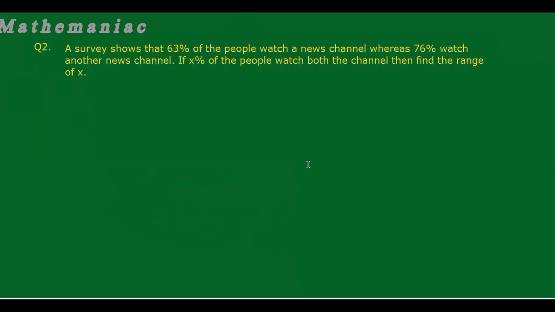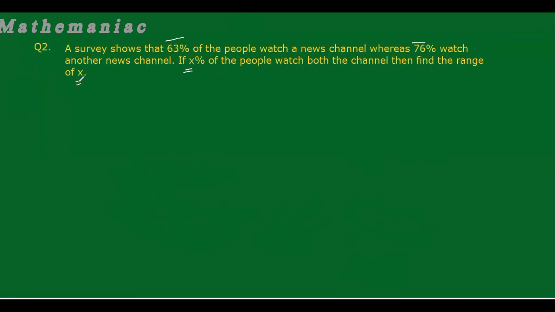Okay, this is again a question which is of importance. I tell you that this came in an exam, which year I don't know, but it came. They have told you that there are two channels, 63% watch one and 76% watch the other, and X percentage like both the channels. Now you have to tell X is lying between which particular number to which particular number, right?